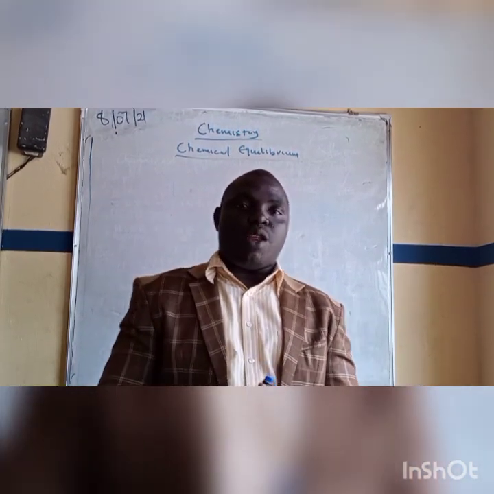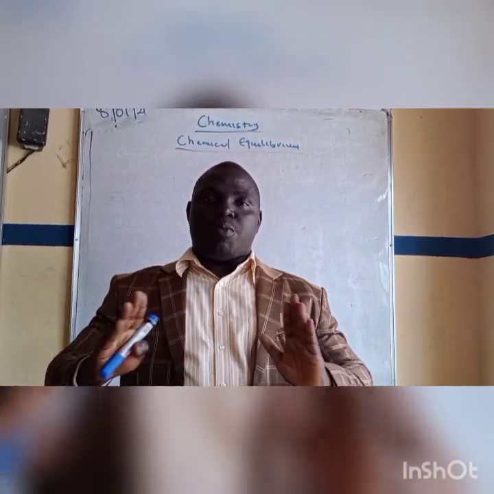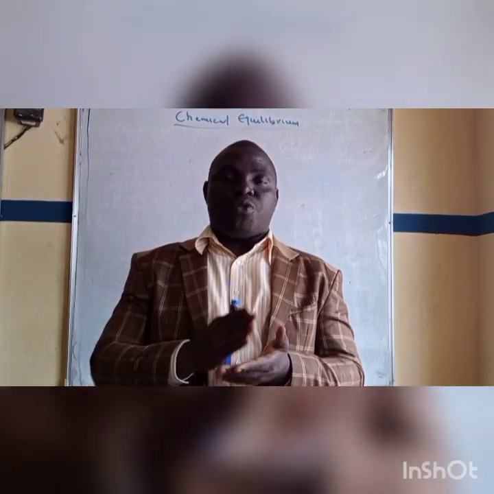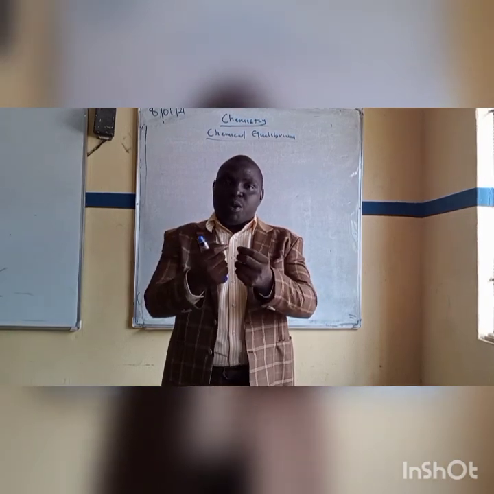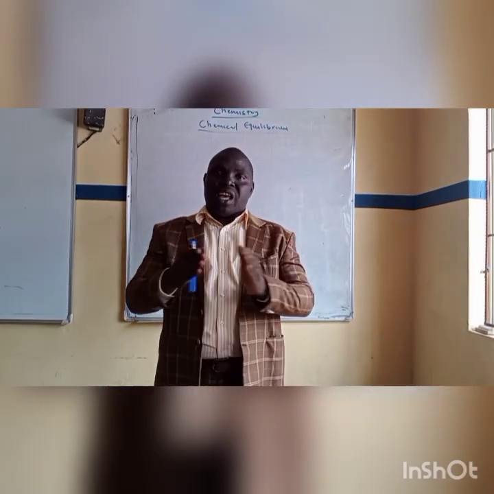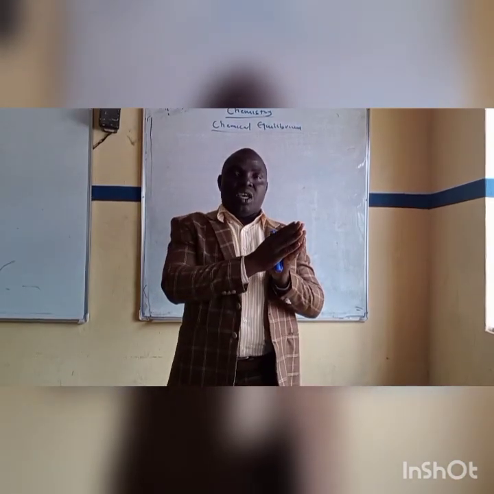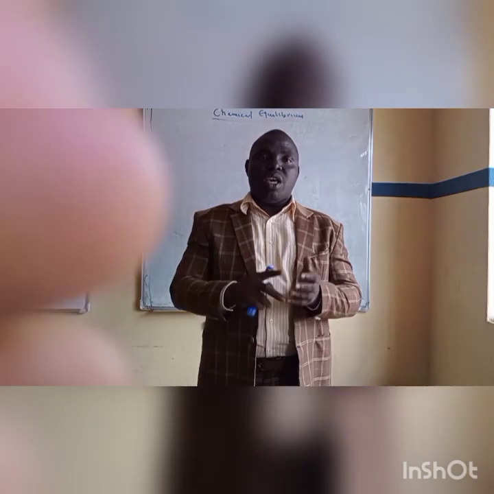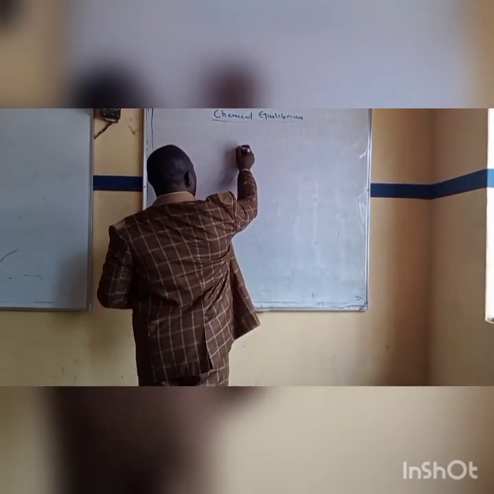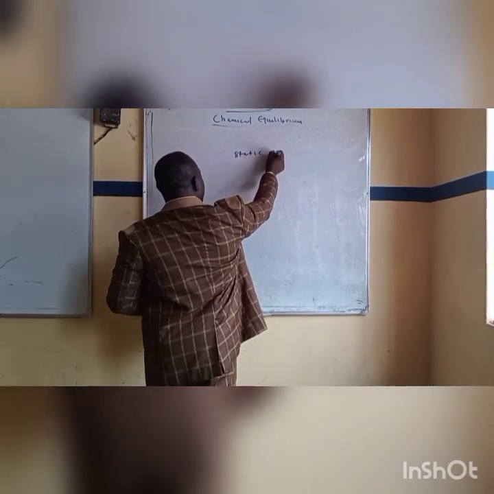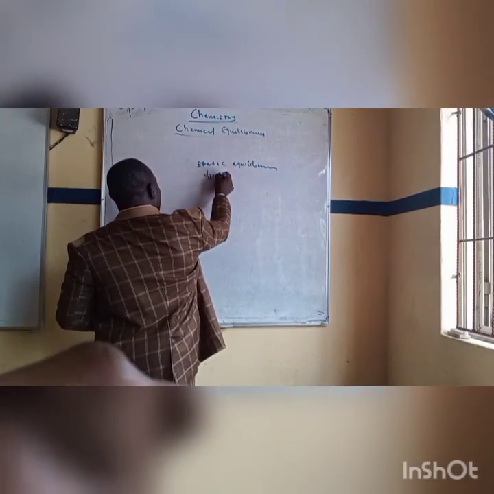The definition of equilibrium in chemistry is a state where there are no observable changes in the property of the system. That's what we call equilibrium in chemistry. And obviously we have two types of equilibrium in chemistry: static equilibrium and dynamic equilibrium.